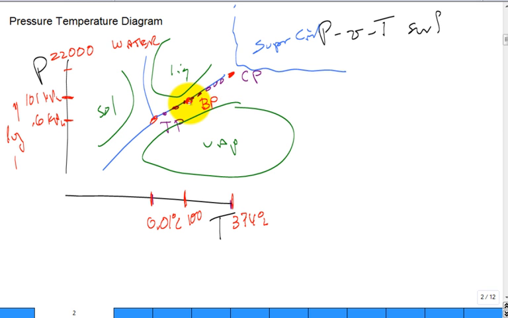Let's say I tell you that my water is not 100 degrees C, but it's only 20 degrees C. Okay, it's somewhere around this line. And I tell you that it's at a pressure of 101 kilopascal. Where is it at? What is the state of the substance? It's smack dab in the liquid state, isn't it?